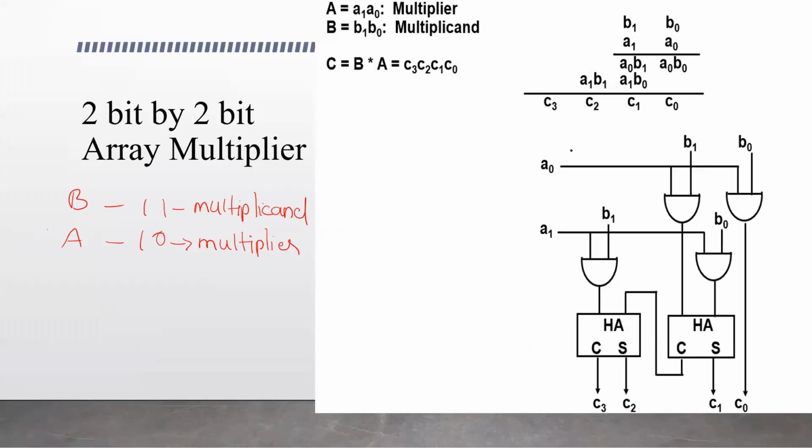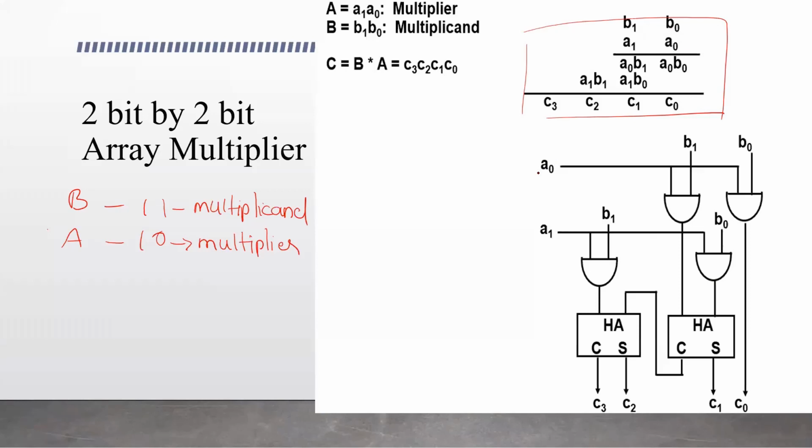So A0, and you know how this multiplication is done, correct? Each A0 is multiplied with B0 and B1. And A1 is again multiplied, and we add the results. So the same way it is implemented using AND gates. If you see, the number of AND gates used depends on the number of bits. As it is 2-bit by 2-bit, we have totally 4 bits. We need 4 AND gates to implement this.